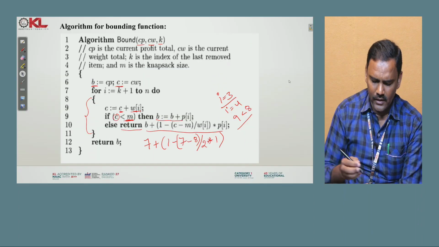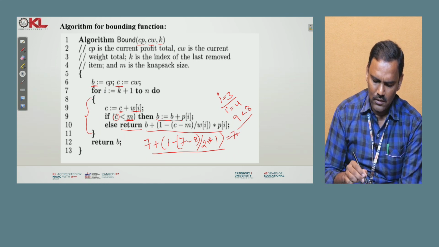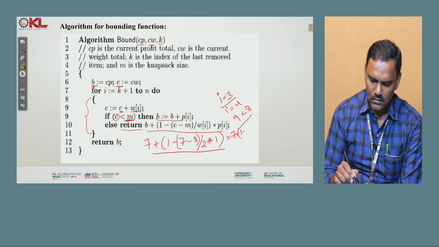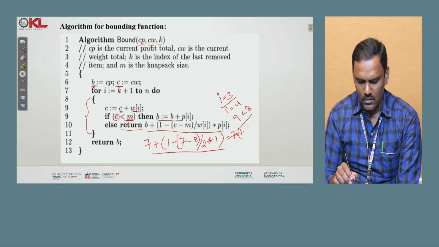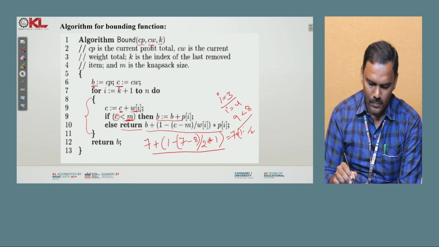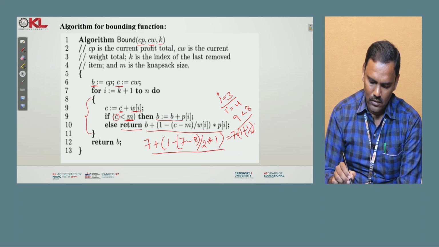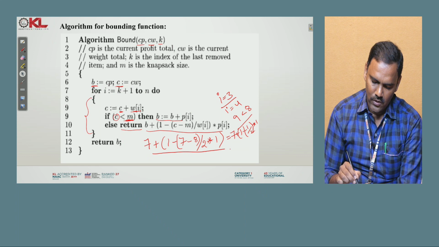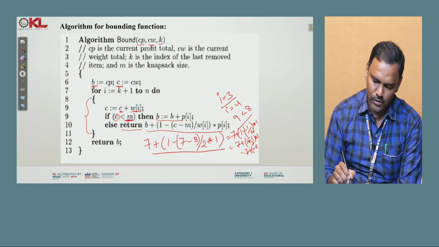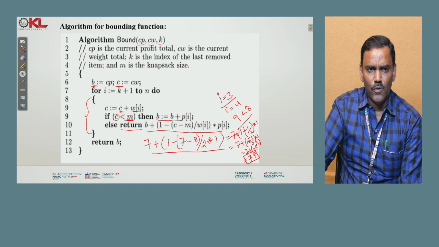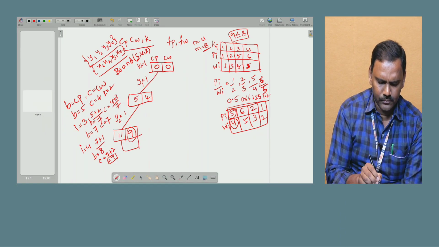From that we are going to be calculating the return value. The return value you are going to be getting here is 7 plus 1 minus C minus M, that is equal to 1 by 2 minus 1 by 2 into 1. That means 7 plus 1 minus 0.5, then finally what you are going to be getting is 7.5. That means the bound value here is 7.5.